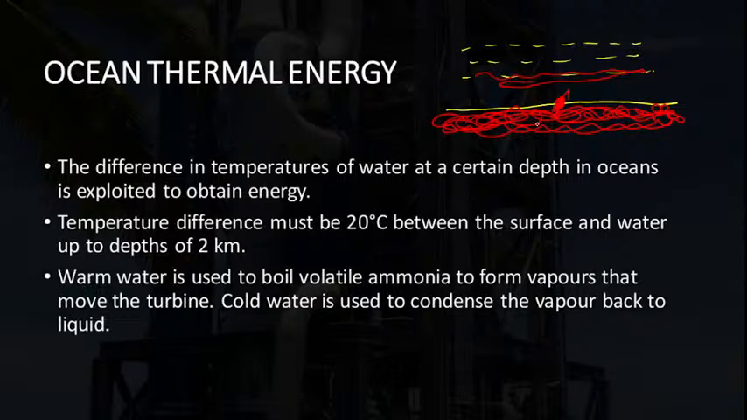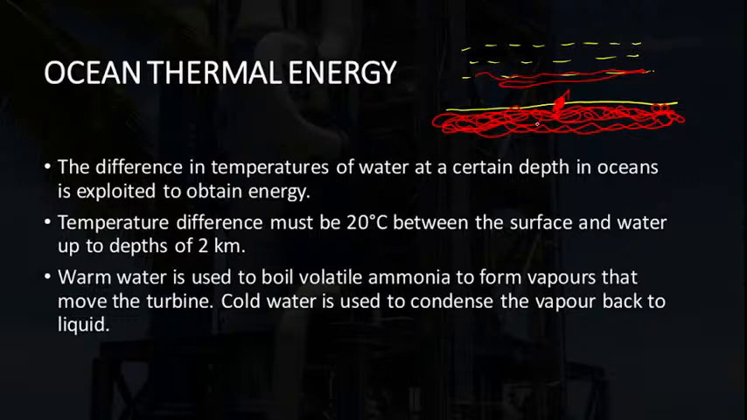So the temperature difference must be 20 degrees centigrade between the surface and the water up to a depth of 22 kilometers. The warm water is used to boil the volatile ammonia to form vapors, and then when those compressed high pressure vapors are allowed to fall on the turbine, the turbine blades rotate and electricity is generated. But this whole process produces so much heat energy, so much thermal effect. So to reduce that thermal effect, we also supply cold water to condense the vapor back to liquid.